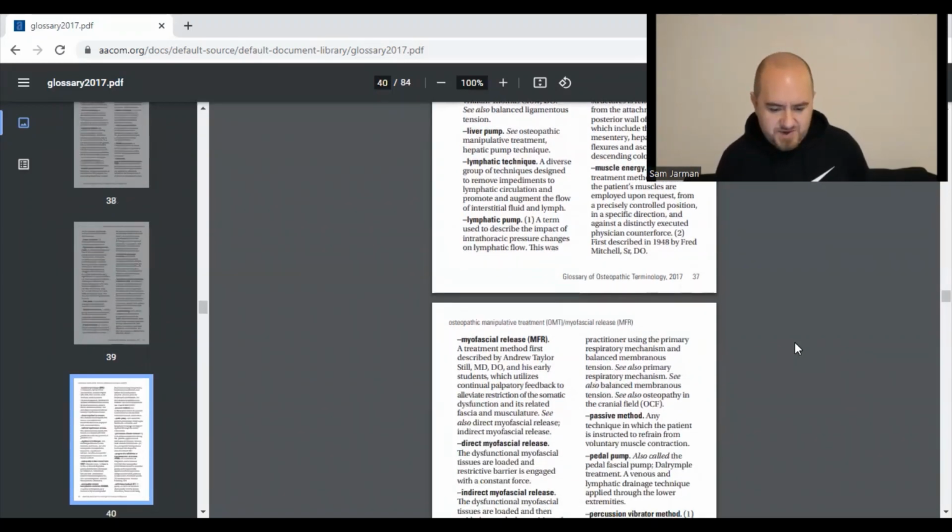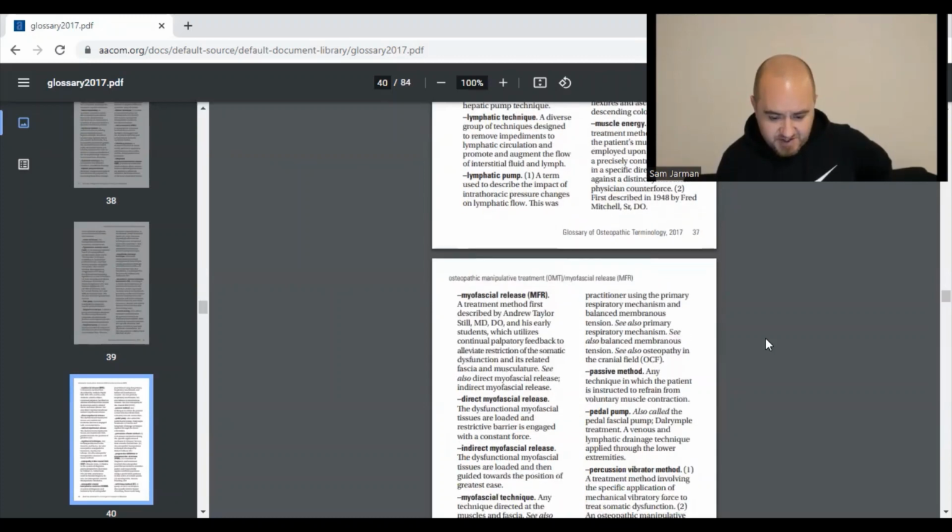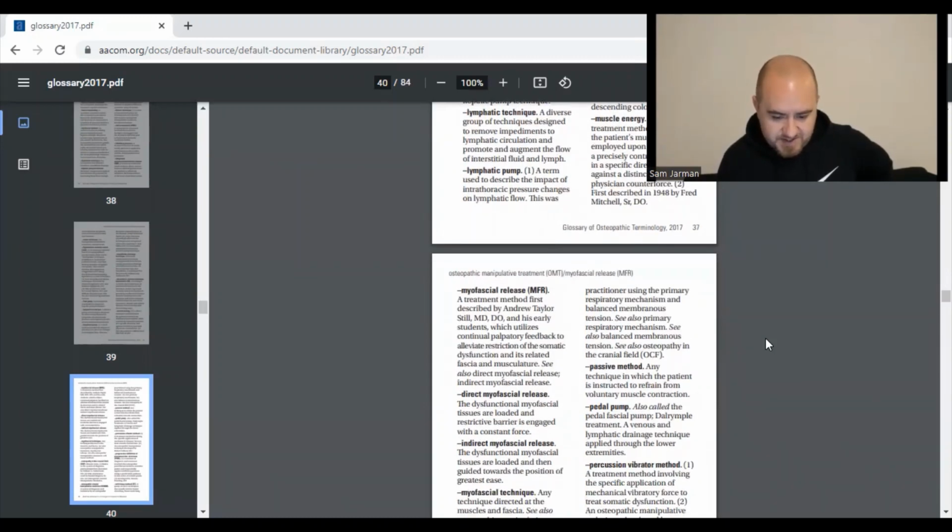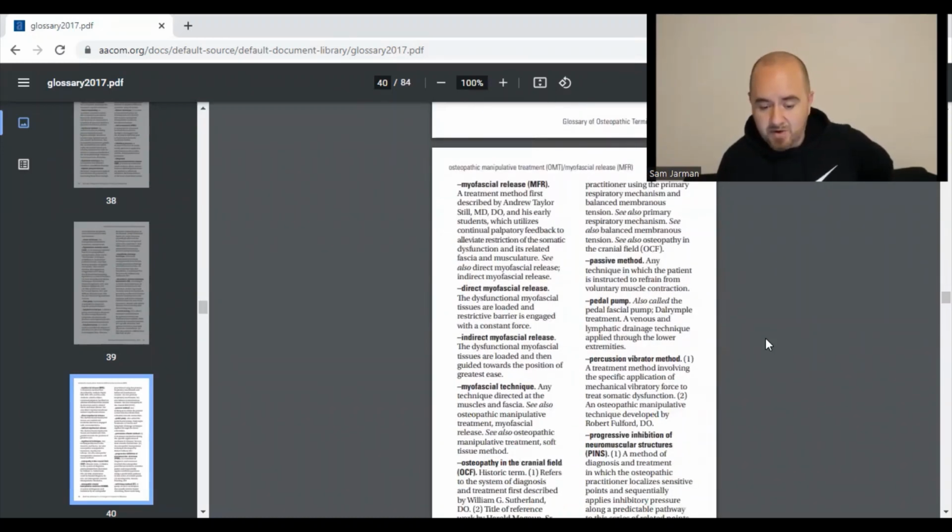So myofascial release, or MFR, a treatment method first described by Andrew Taylor Still, MD, DO, and his early students, which utilizes continual palpatory feedback to alleviate restriction of the somatic dysfunction, its related fascia and musculature. See also direct myofascial release. So direct myofascial release, the dysfunctional myofascial tissues are loaded and restrictive barriers engaged with a constant force.